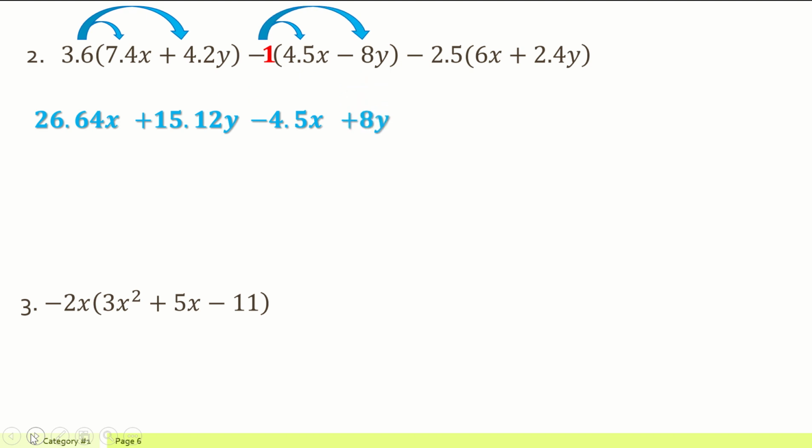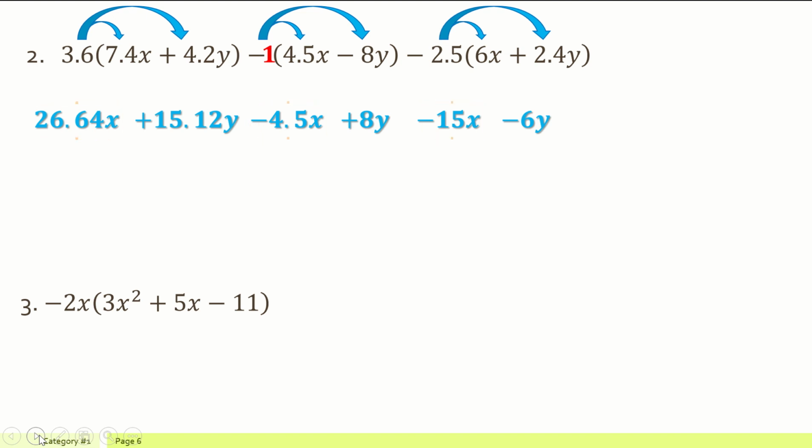Can't just do away with it. Negative times a -8. A lot of mistakes are made here. Make sure you're watching your signs. Negative times a negative is where we get the positive 8. Negative 2.5 times 6, calculator would give us 15x. And then a negative 2.5 times 2.4y is negative 6y. Once we've done our distributing, or 6 multiplication problems right there, we're going to combine like terms.